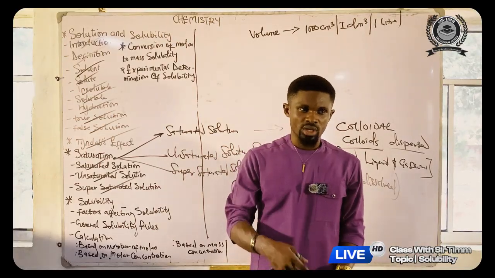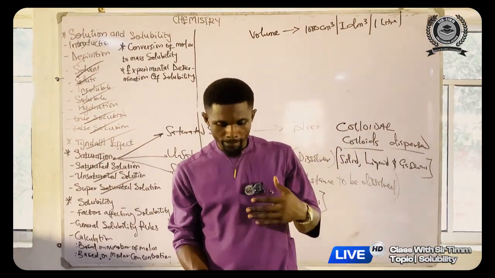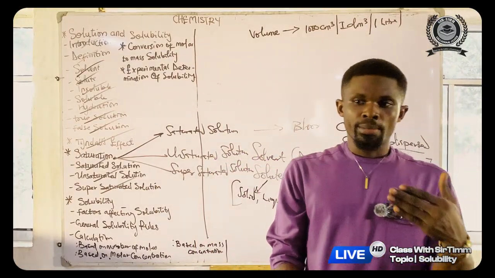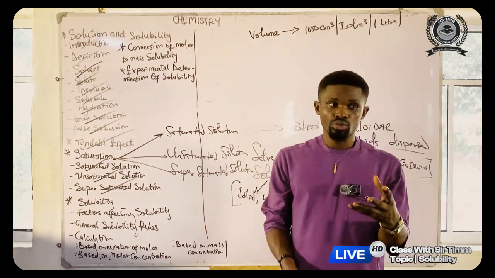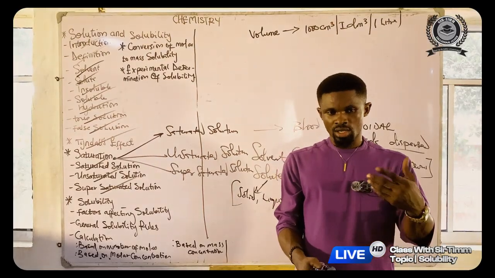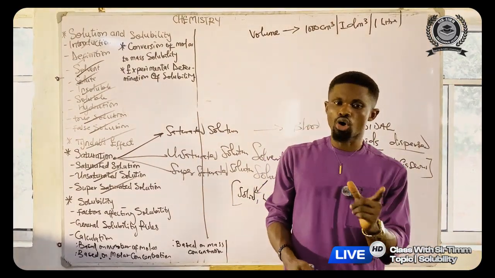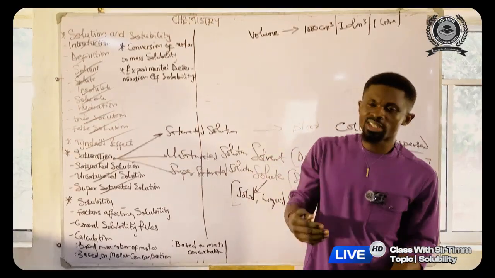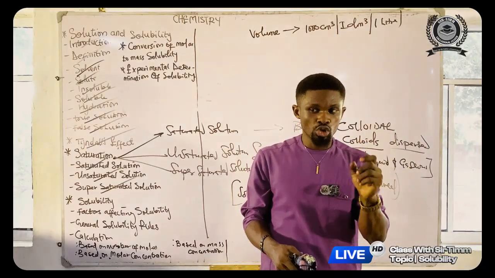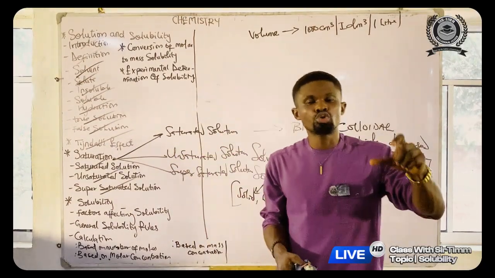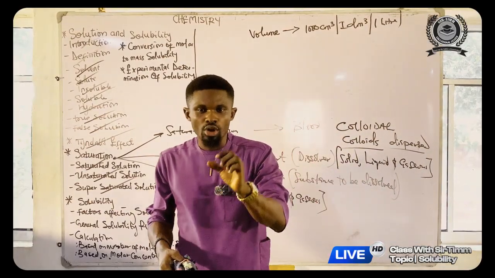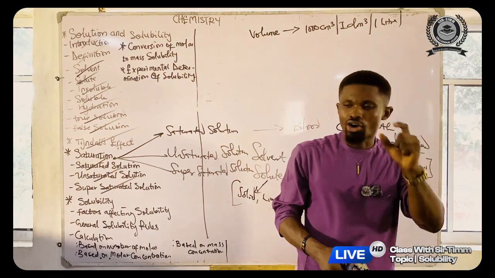So what's solubility in chemistry? This is said to be the amount of solute, in bracket in mole or in gram, close the bracket, which is able to saturate 1000 cm cube or 1 dm cube of water.